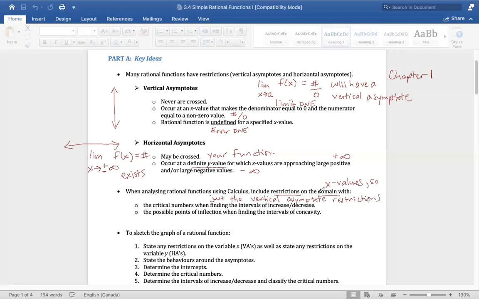So the critical numbers include restrictions on the domain with the critical numbers when finding intervals of increase or decrease. This means that the first chart that I do, the F prime of X chart, the first derivative chart, the test, will tell me my critical numbers and I can list the restrictions there, or the possible points of inflection. And when I'm finding concavity, my second derivative chart is where I would find those answers and list if there's any restrictions.